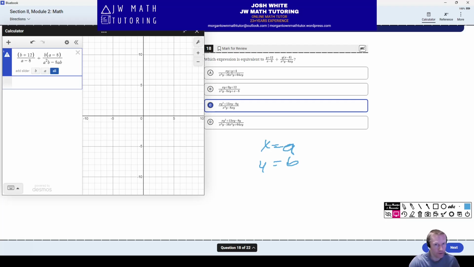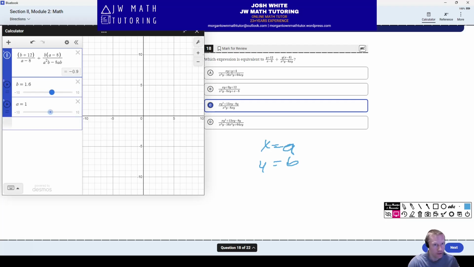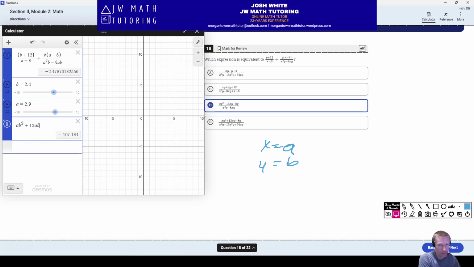Okay. Now I'm going to add some sliders. Just move them to whatever random values. And now you could go through and you can type in all the answer choices and you can see which ones match and which ones don't. I will show you that C matches.